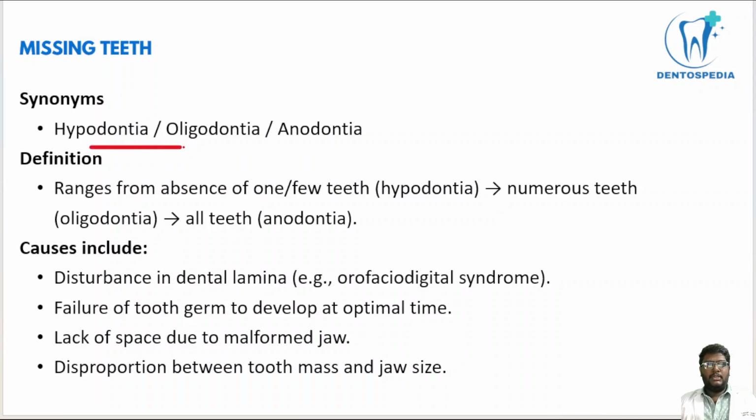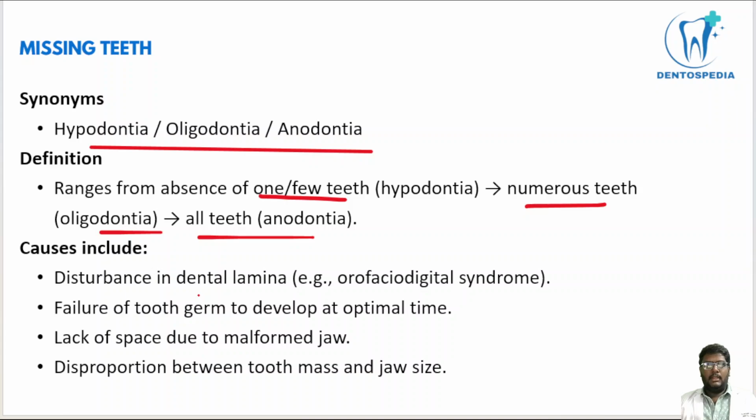Coming to the missing teeth, the synonyms are hypodontia, oligodontia, and anodontia. They have certain differences. Hypodontia is nothing but absence of one or a few teeth. Oligodontia refers to absence of numerous teeth, and anodontia refers to absence of all the teeth.